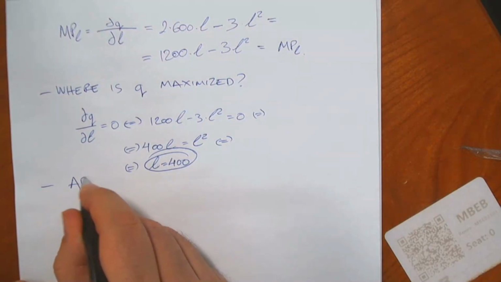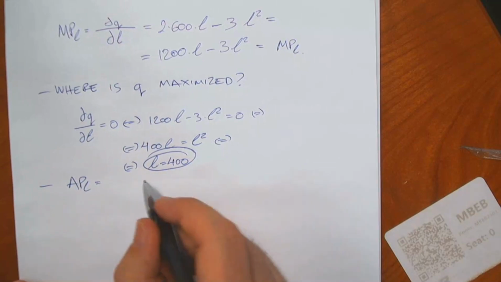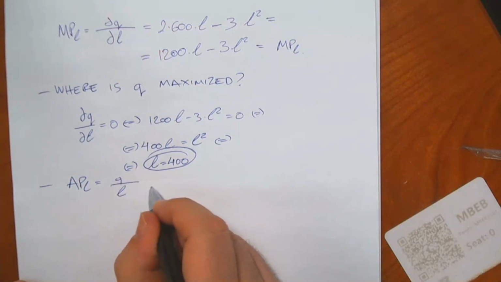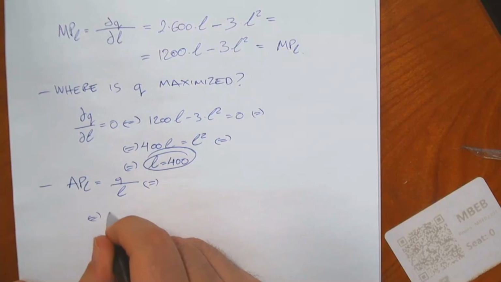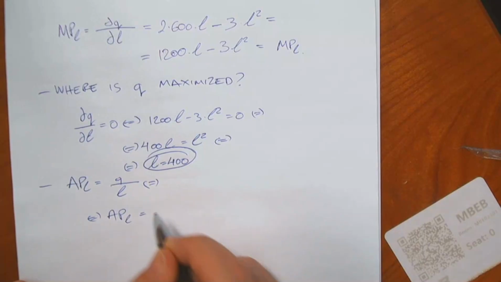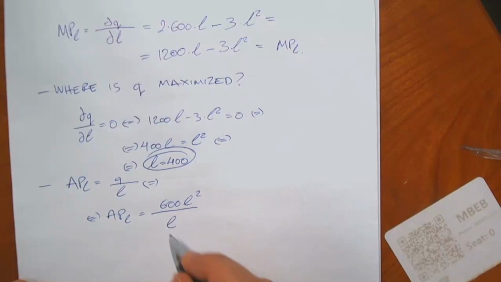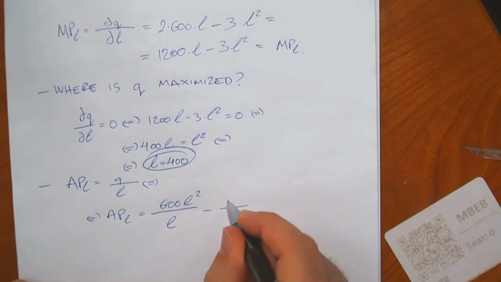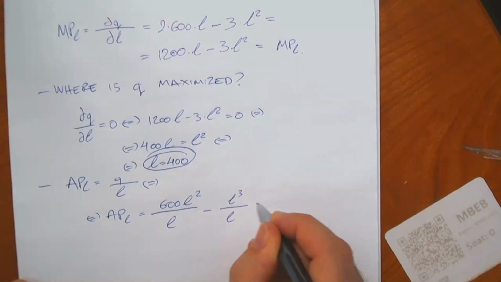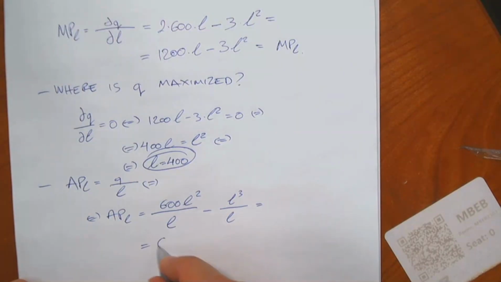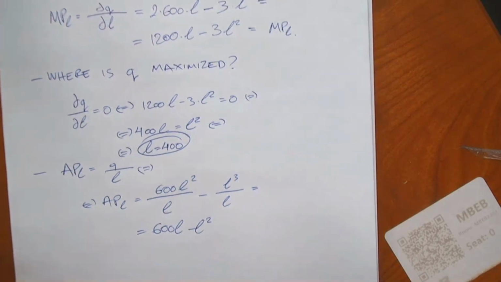One other thing that I'm going to do the calculation for and stop. What about the average product of labor? That's simply Q divided by L. That means that the average product of labor is going to be 600 L squared divided by L. That was our short-run production function, minus L to the power of 3 divided by L. So this should be 600 L minus L squared. That would be your average product of labor. This was your marginal product of labor.